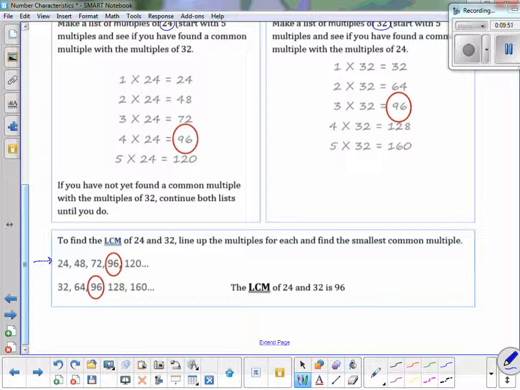So we just had 24, 48, 72, 96, 120. And for 32, we had 32, 64, 96, 128, 160. So we can see there that our least common multiple, or the smallest multiple that they both share, is 96. Wouldn't the smallest multiple be 1?